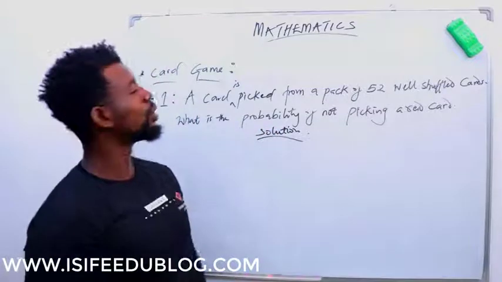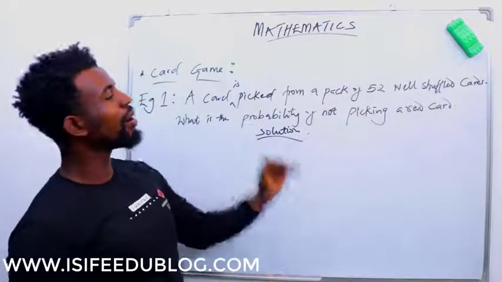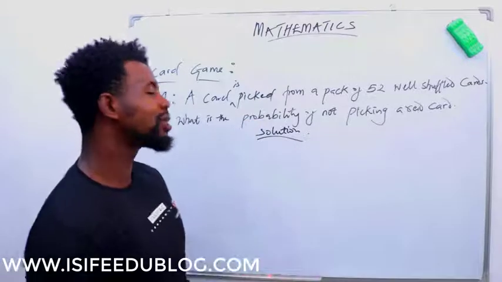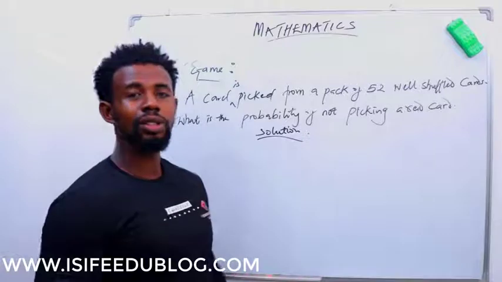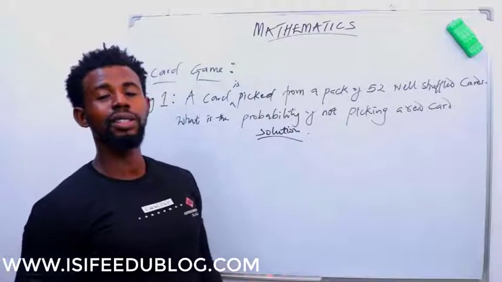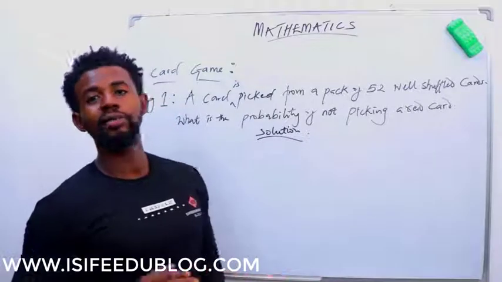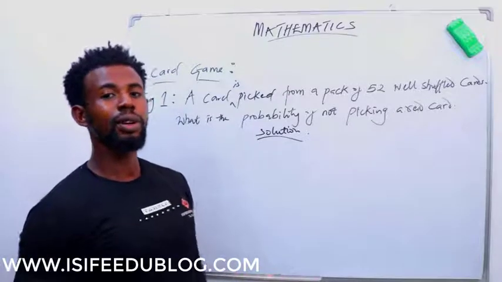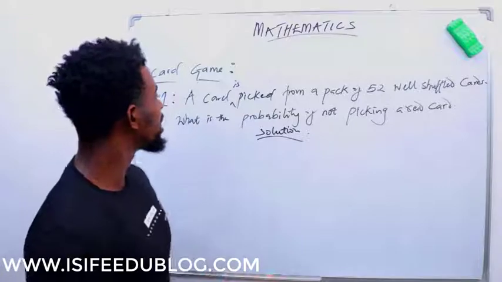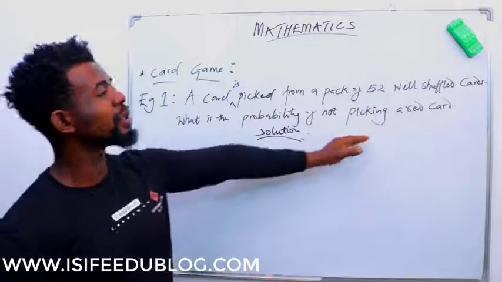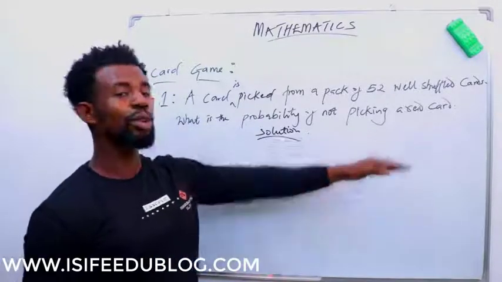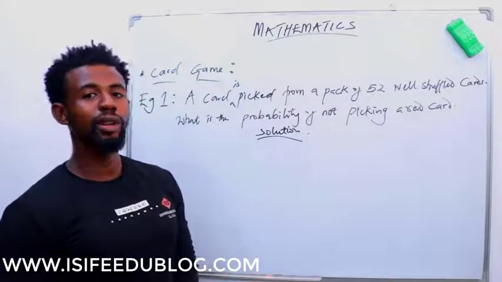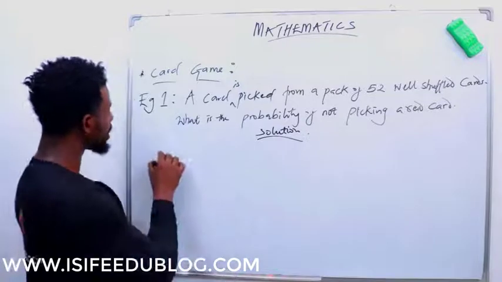So what are we looking for? Now we are looking for the probability of not picking a red card. Before we solve this, I want to take us back to one of the last laws we treated under probability, where it tells us that the probability of an event not occurring is 1 minus the probability of that event occurring. Right? So this means that if we want to find the probability of not picking a red card, we must first of all find the probability of what? Picking a red card.